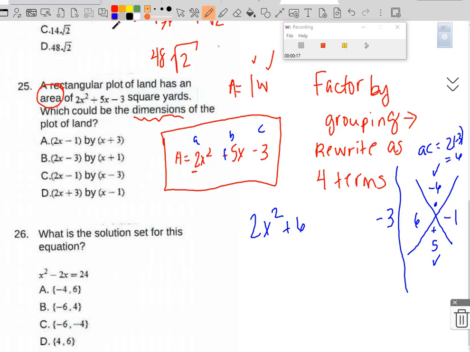Minus 1x. So 6x minus x. Just put 1x there to remind us that that's what that is. So we have 4 terms. Now we can factor by grouping. So we're going to give ourselves our groups.